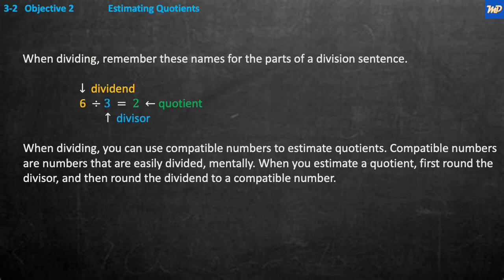Objective 2, estimating quotients. When dividing, remember these names for the parts of the division sentence. The dividend is the number you're dividing into. The divisor is the number that's doing the dividing. And the quotient is the answer, right?